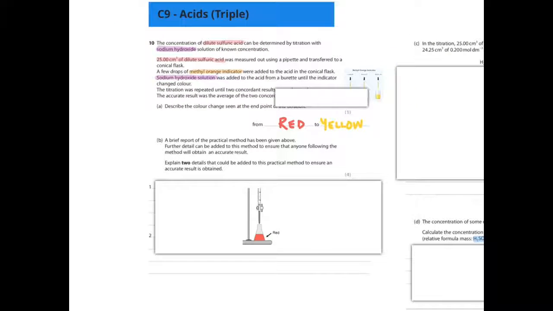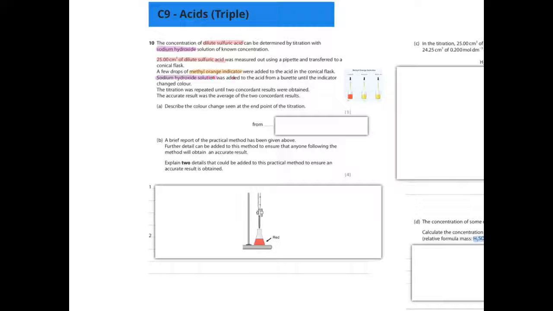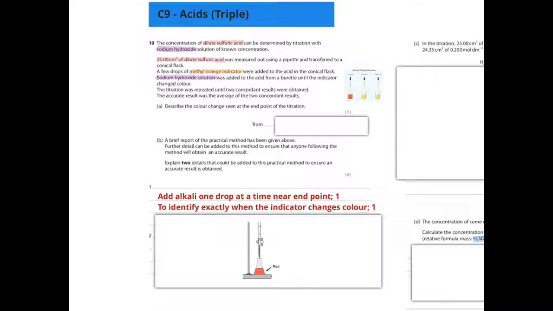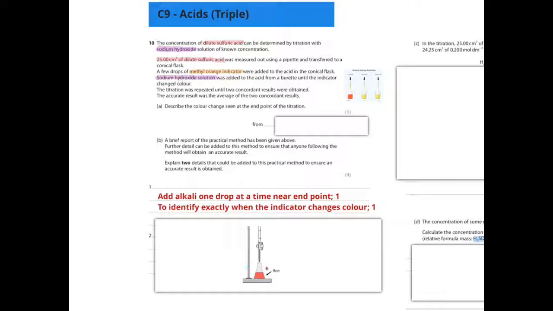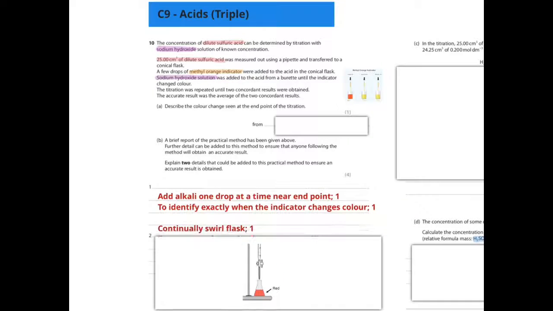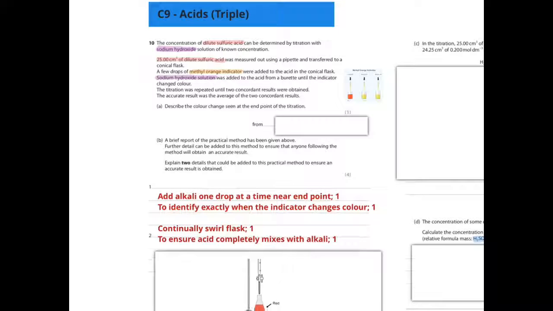So there's a few things. Notice, as I say, the sodium hydroxide solution was added to the acid from a burette until the indicator changed colour. Now, I went into more detail. I think you need to add a bit, and then towards the end point, you let it drip by drip so you know the exact last drop that caused the neutralisation. So the first thing I'd say is add alkali 1 drop at a time near the end point, to identify exactly when the indicator changed colour. Then you'll get an accurate reading of the volume. The next, I talked about this idea of swirling and mixing it, and that's really important. So continually swirl the flask to ensure the acid completely mixes with the alkali.